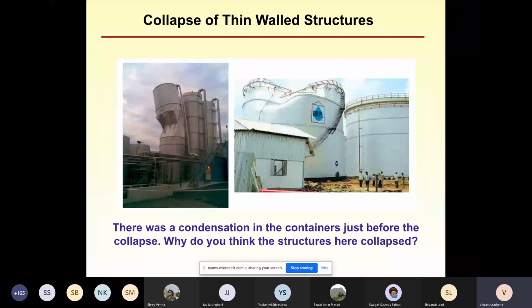Okay, whoever answered, good job. So condensation results in a massive drop in the specific volume of the material that you are dealing with. So there is a sudden drop in the pressure, because of which you have a situation where atmospheric pressure is compressing the structure from outside, but there is nothing to counter it from the inside.